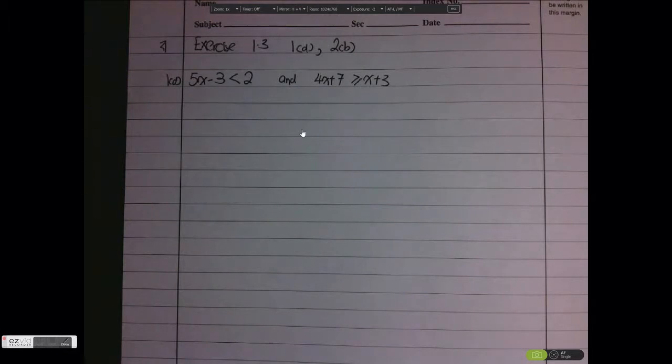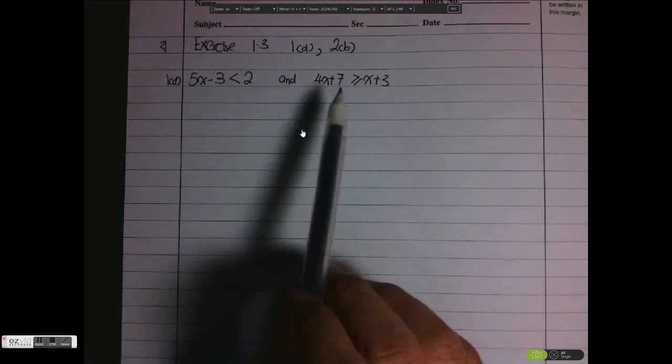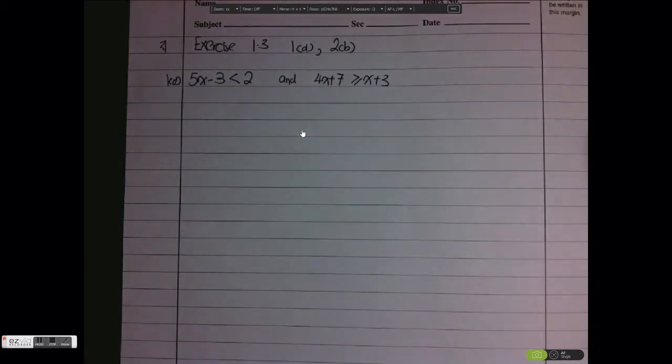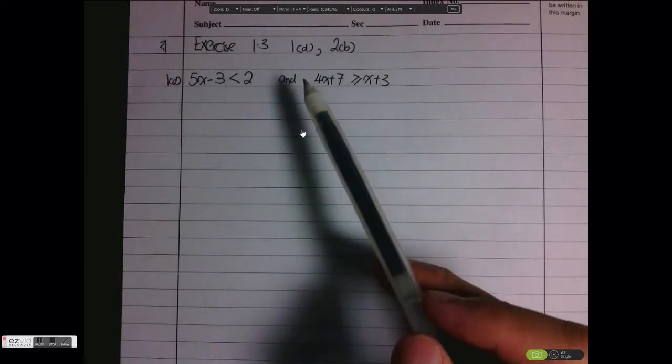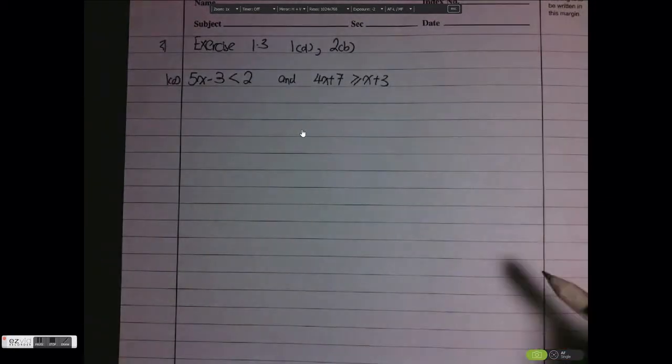Okay, today we have exercise 1.3 questions 1D and 2B, solving simultaneous linear inequalities. Right, now we have two linear inequalities there, so we're trying to solve them simultaneously. So basically what we're trying to do is to find an inequality that will satisfy both this inequality and this inequality. Before we can find that inequality, what we have to do is to solve both of the inequalities first.